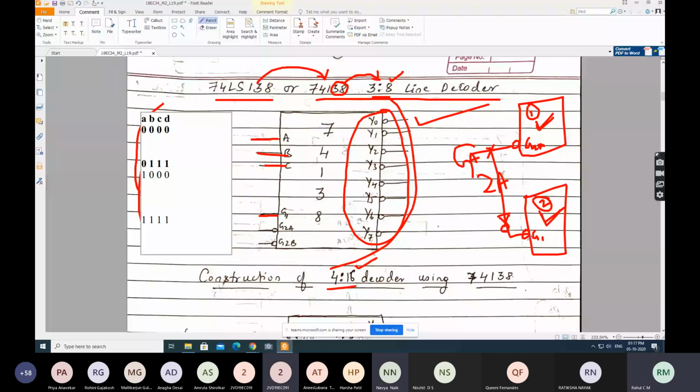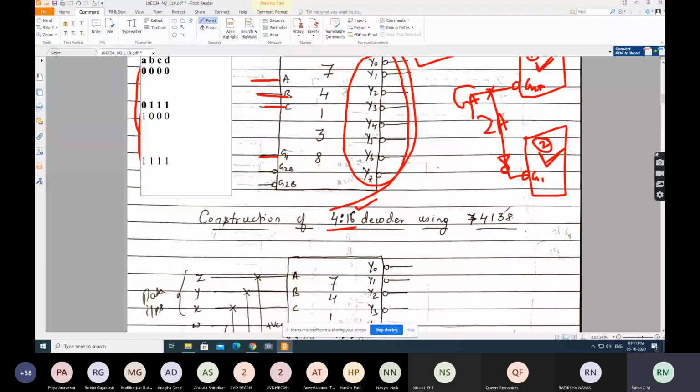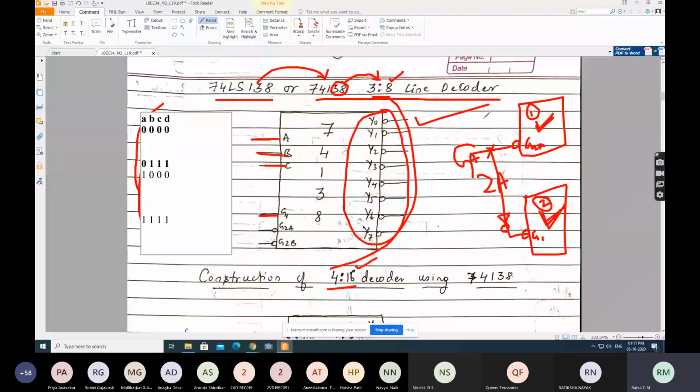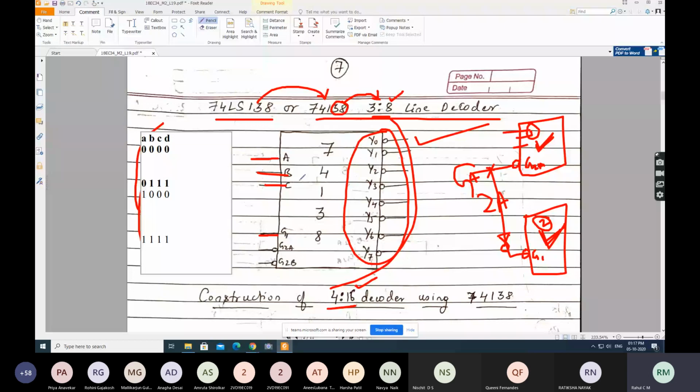So for 0 this will be selected, for 1 this will be selected. Understanding? And A, B, C of the first 3 should be shorted to the A, B, C of the second 3. Sorry, B, C, D. So these 3 of the first should be shorted to the same 3 pins of the second IC. Am I understandable? So in that way I'll be able to realize this one.